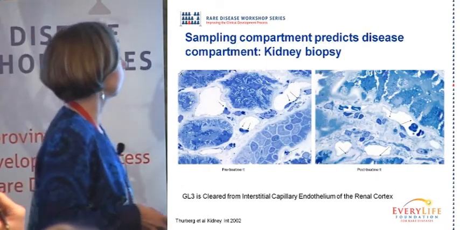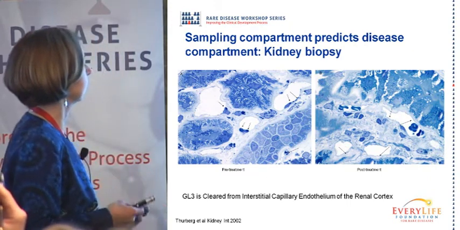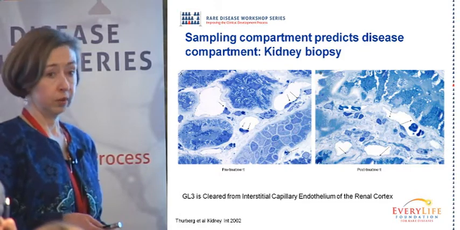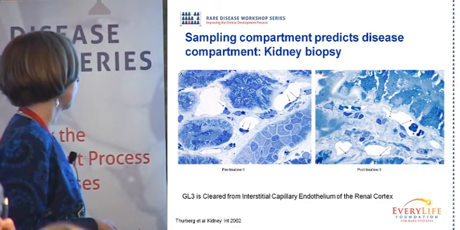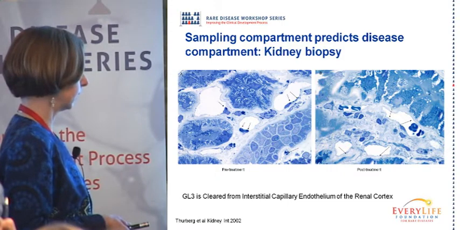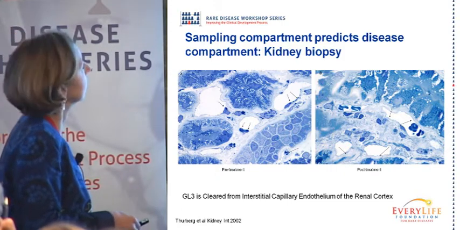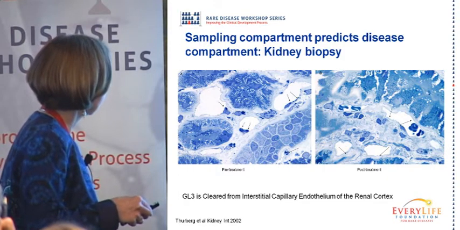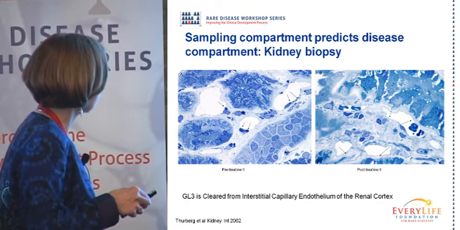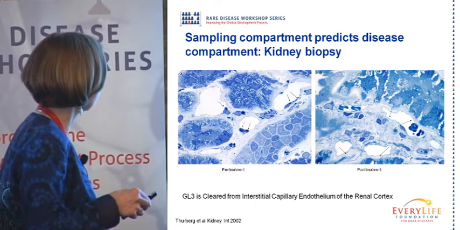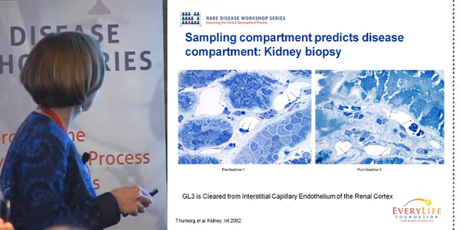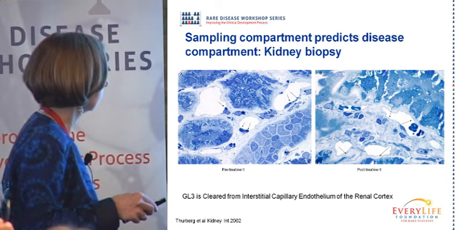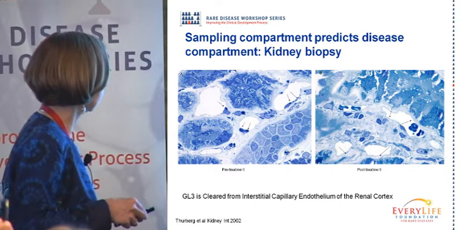So, one of Emil's other criteria was that the sampling compartment predicts the disease compartment. And so we're really sampling the disease compartment here directly. Here is the kidney biopsy. These are the interstitial capillaries you can see here. And the dark blue granules, often adjacent to the nuclei, which appear lighter blue, represent the lipid accumulation, the GL3 here. You can see it, the small granules along the edge here.